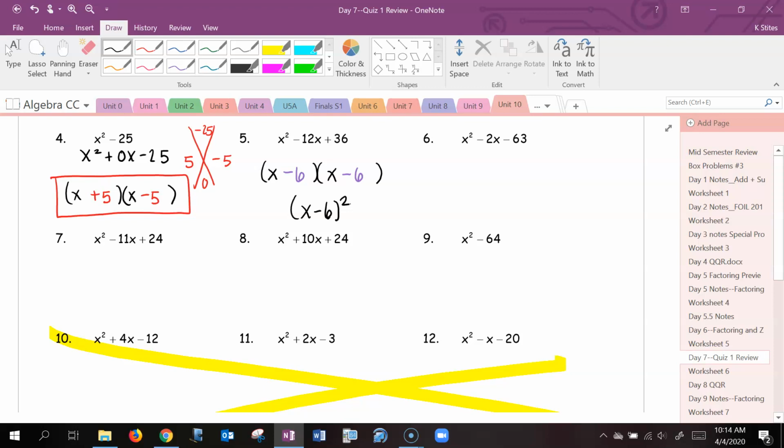All right, number 9. Multiplies to negative 63, adds to negative 2. So 63, when we're multiplying to that, usually we're dealing with a 9 and a 7. Not always, but most of the time. And then since this is a negative 2, that means the 9, the bigger number, is the negative. So I'll have x minus 9 and x plus 7.